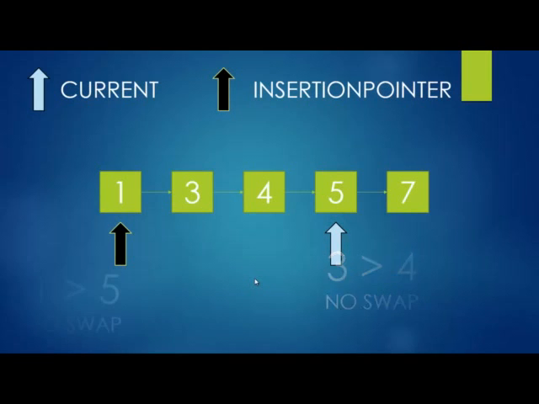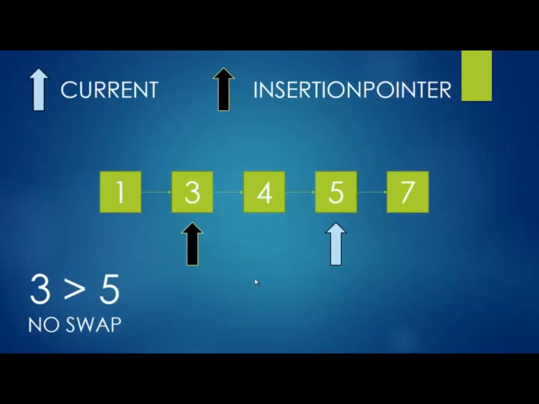And then we check again. Is 1 greater than 5? Well, unfortunately, it is not. So it moves to the next element in the linked list. Now, is 3 greater than 5? No, it's not. No, 4 is not. And then we move the current to 7, and we move the insertion pointer to the head. And then we repeat the same process again, moving through the entire list, checking if we can fit 7 anywhere in here, but we can't because 7 is the largest element in the list and we just checked it.